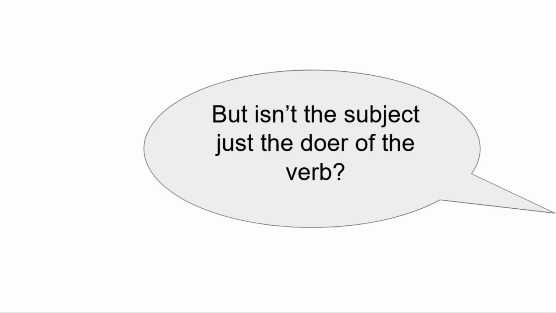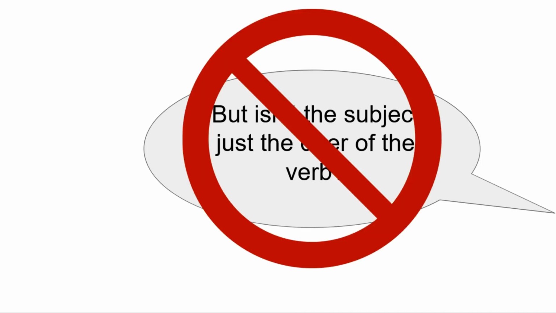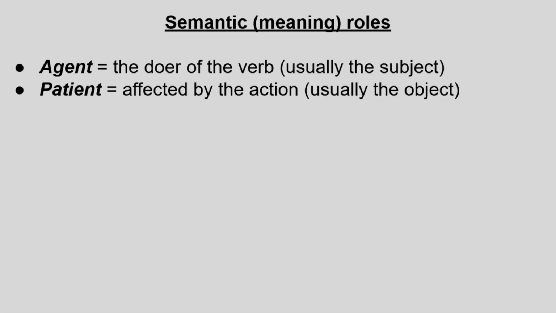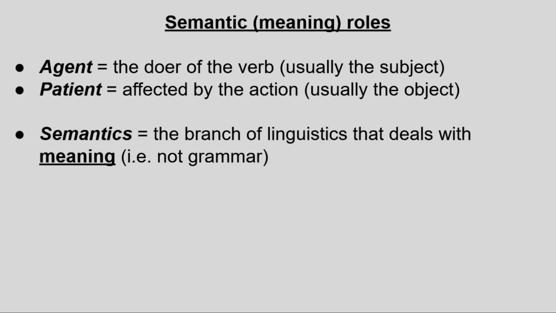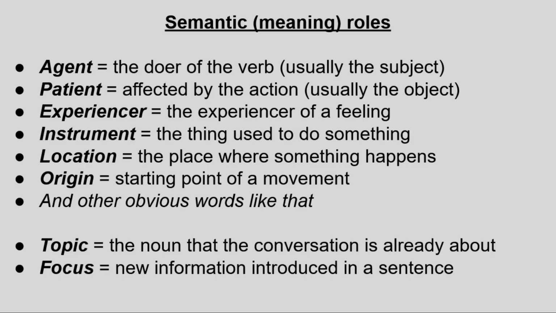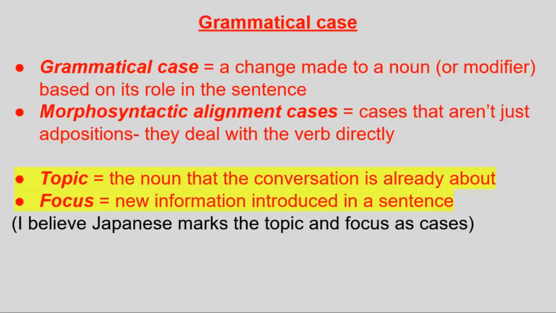You may have seen the subject described as the doer of the verb in the past, but this isn't necessarily always true. That's a different dichotomy in which the agent does the action and the patient is affected by the action. These words normally correspond to subject and object, but not always, as agent and patient are semantic terms, so they deal with meaning rather than grammar. The rest of the semantic terms dealing with nouns' roles are rather easy to understand, and they line up with the cases pretty consistently. And this is also different from topic and focus, two more semantic terms. The topic is, well, the topic, and the focus is the new information presented in the sentence. But some languages mark them like cases, so be aware of that.